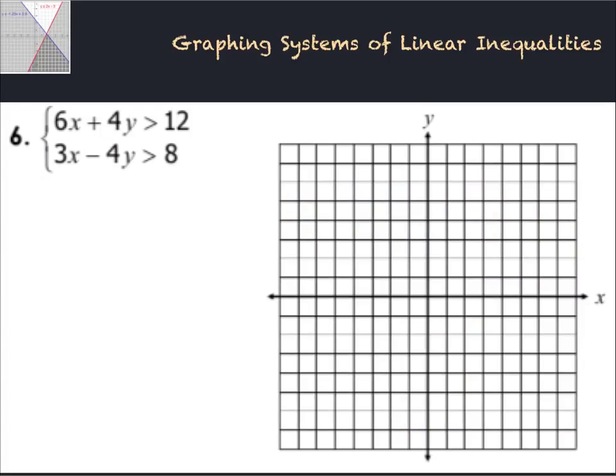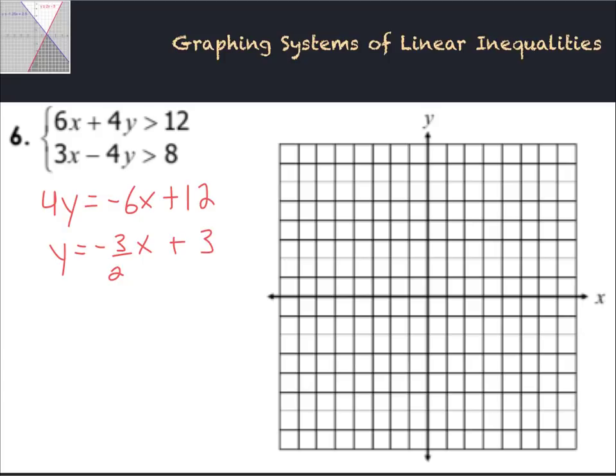So here we have two more sets of inequalities. What I'm going to want to do first is change them to slope-intercept form, and you should be familiar with how to do that already. So for the first inequality, we'd have 4y equals negative 6x plus 12. And if we divide both sides by 4, we get y equals negative 3 over 2x plus 12 divided by 4, which is 3.